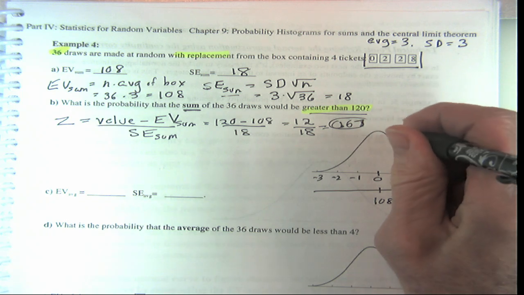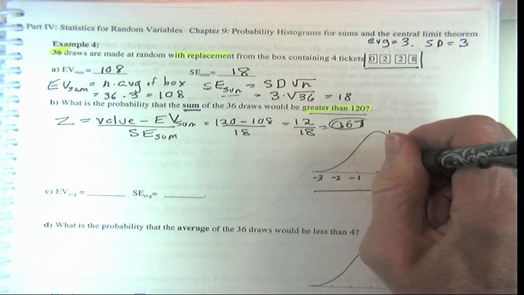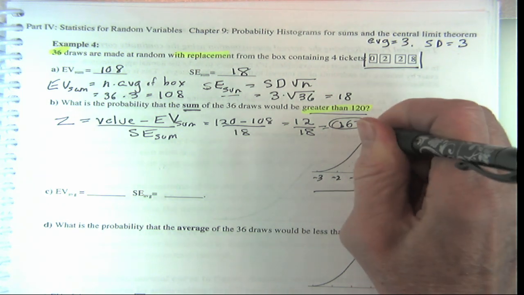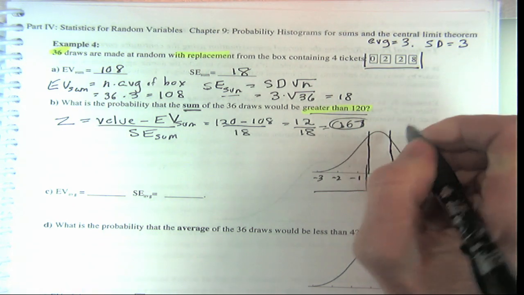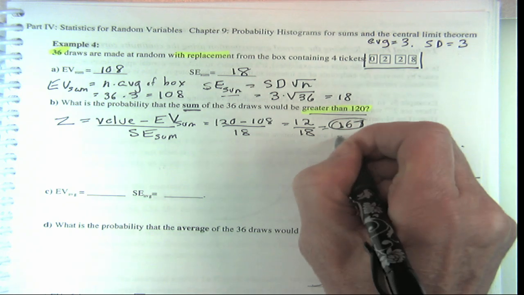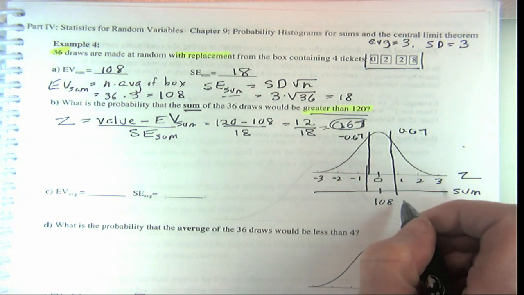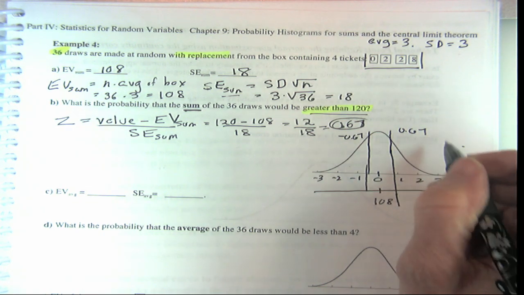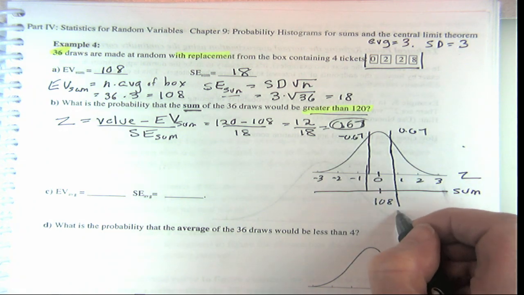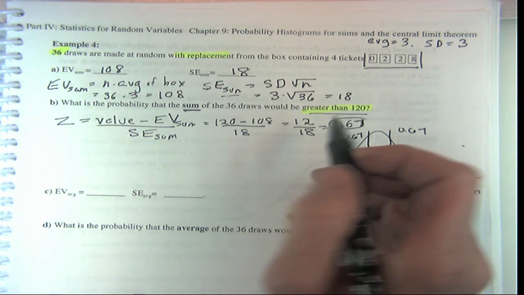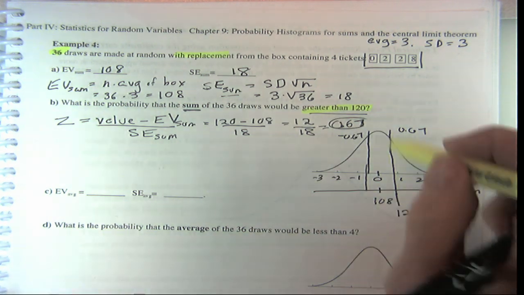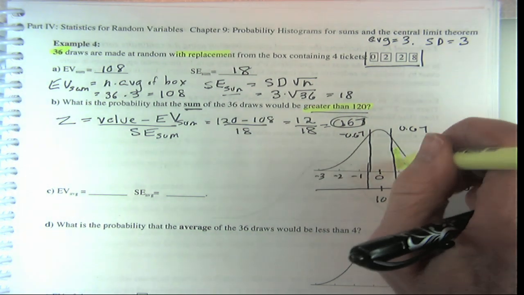So between 0.67 and negative 0.67, 0.67 is a z-score that matches up with 120. Okay? Does that make sense to everybody? And what area do we want? We want greater than 120. So that's why we're getting this.